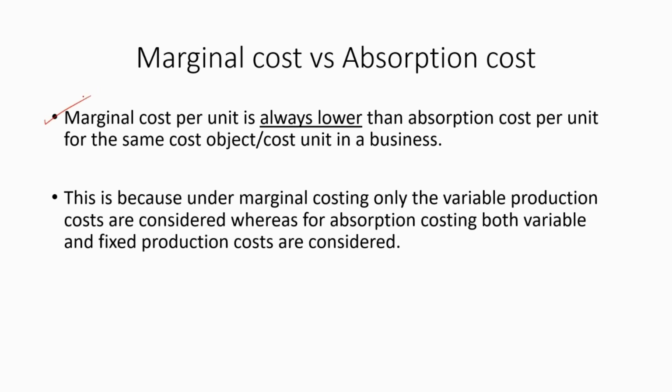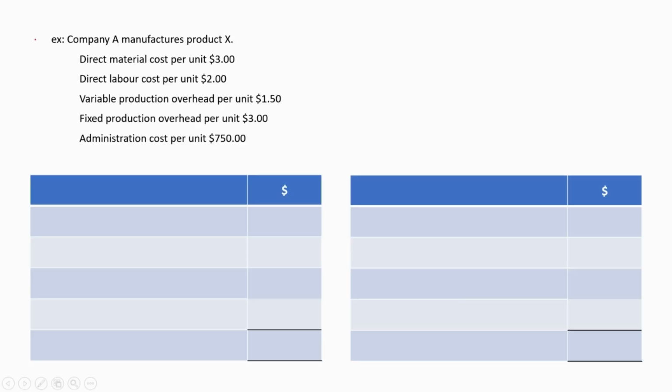Marginal cost per unit is always lower than absorption cost per unit for the same cost object in a business. Now we know about this. This is because under marginal costing, only the variable production costs are considered, whereas for absorption costing, both variable and fixed production costs are considered. Now let's do this example so you can refresh your memory on marginal costing and absorption costing.